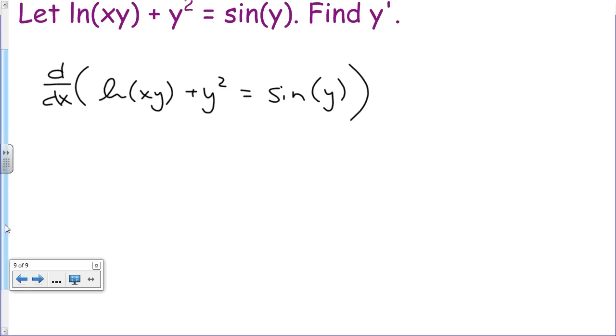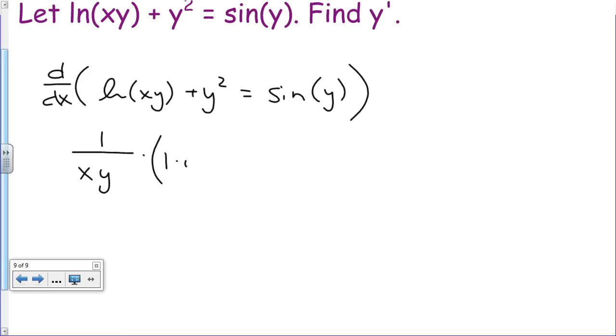All right, so on the left you have a sum of two functions, so follow your rule for the derivative of a sum. You take the derivative of the first function, which is a composite function, so we're going to follow chain rule. Chain rule says you take the derivative of the outside function, which is 1 over x times y. It's derivative of the outside, substituting in the inside, times the derivative of the inside. Now the inside function is a product, so I've got to follow product rule.